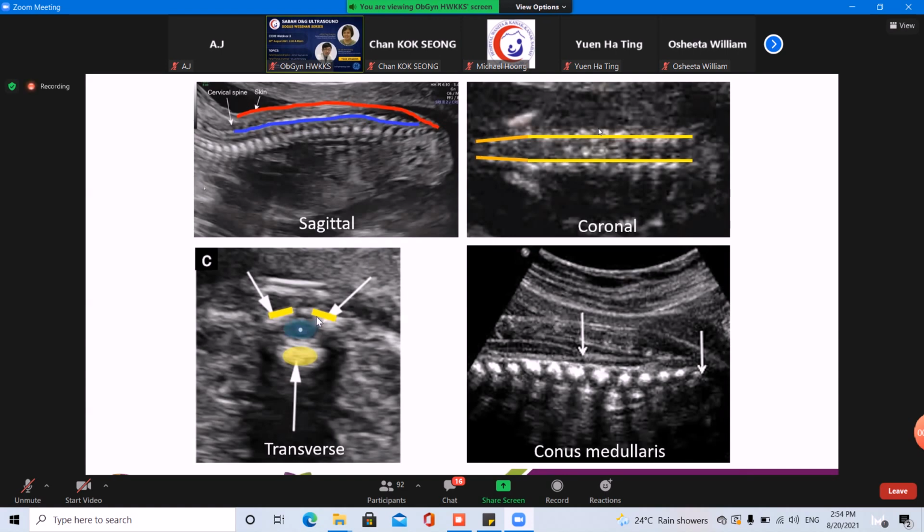spinal cord. And you also have to examine the skin overlying the vertebra to make sure that it is intact.